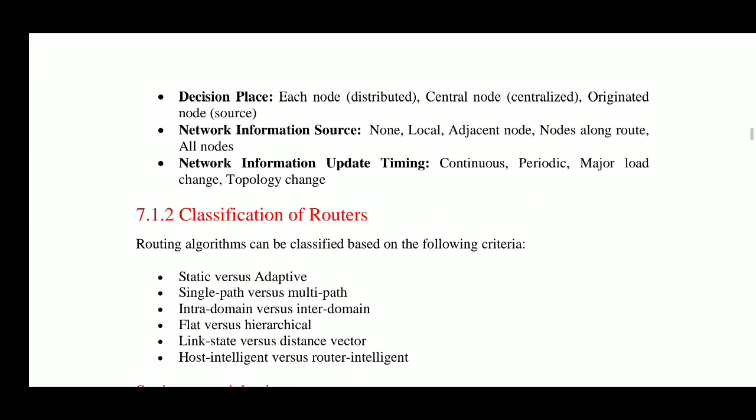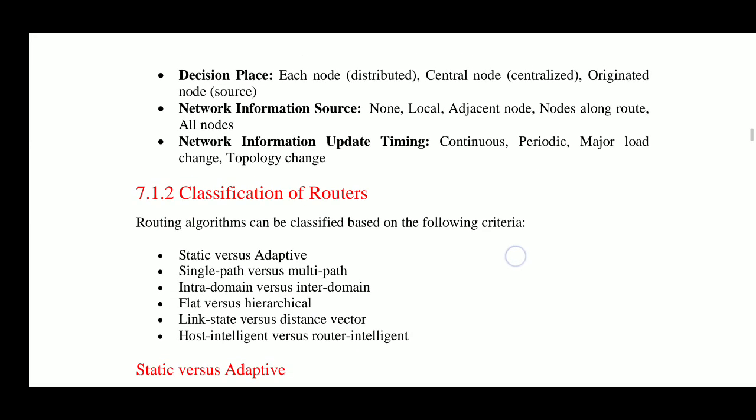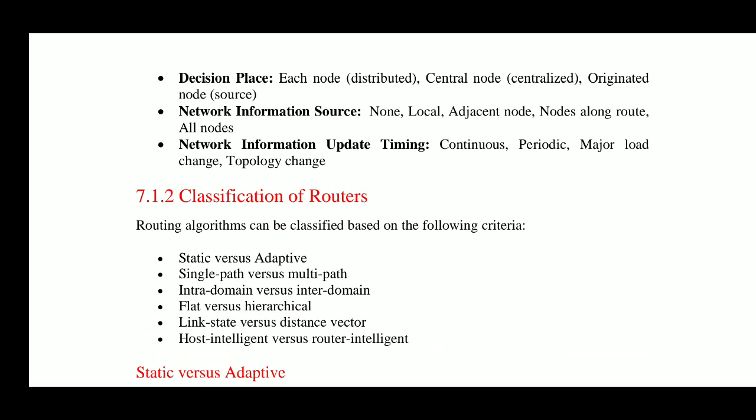And decision place may be each node. The decision may be taken at each node, or at the centralized level, or at the source level, that is, which path to choose or what routing algorithm or protocol to choose. And network information source might be none, local or adjacent nodes, nodes along the route, intermediate nodes, or all nodes.